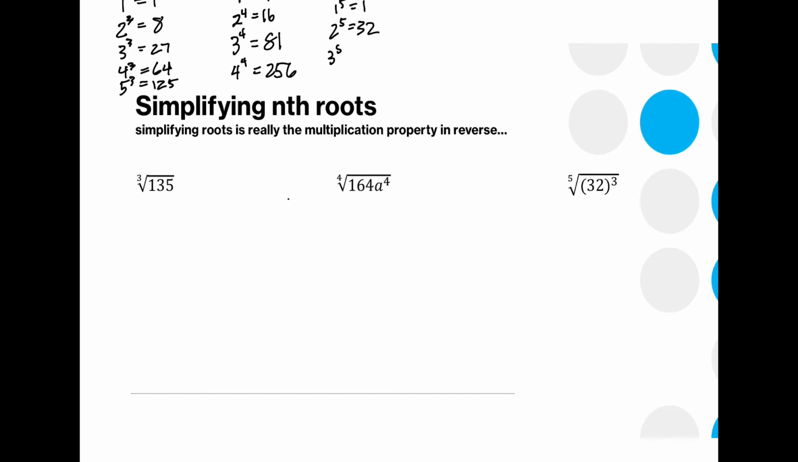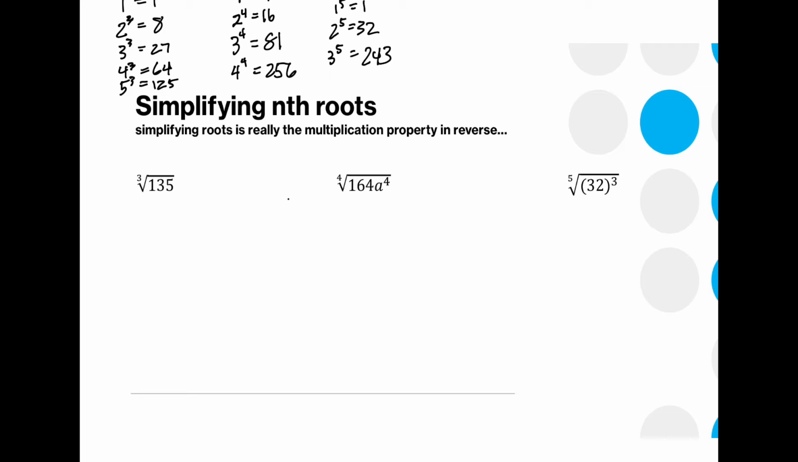3 to the fifth takes us pretty high in and of itself. We're at 243. So, as you can see, there's not a whole lot of numbers that we need to be somewhat familiar with. We can just kind of be familiar with some of the basics.